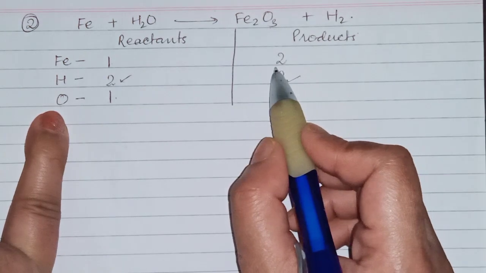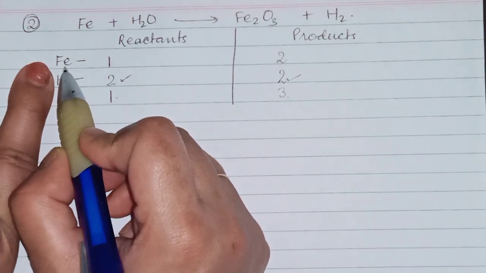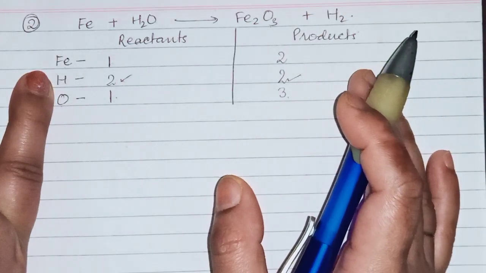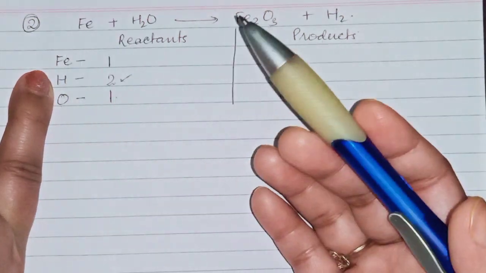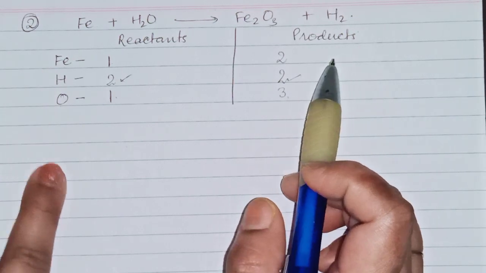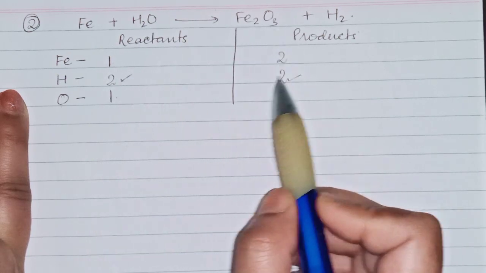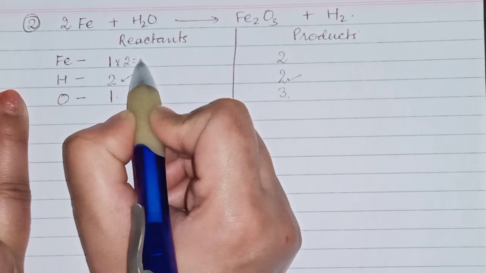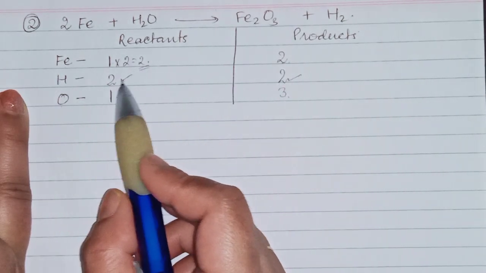So what will you do for balancing? We will start from this element, that is iron. This is the hit and trial method, children. Keep in mind, you have to take any number, put it here or here and see if it is matching or not. If it is not matching, then change the number. If it is here 1, here it is 2. So what will we do? We will put 2 over here because then only it will be 2 this side and this side. Now it is balanced. Hydrogen balanced.